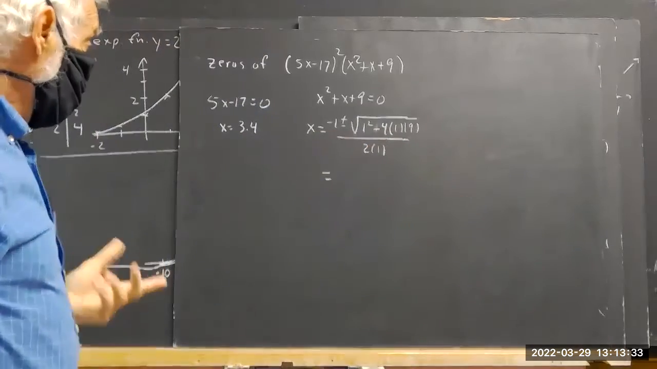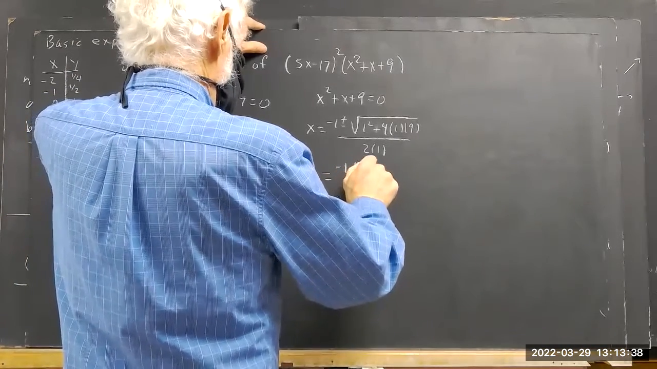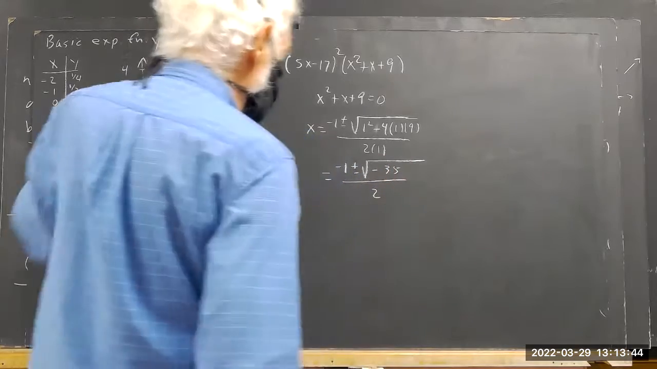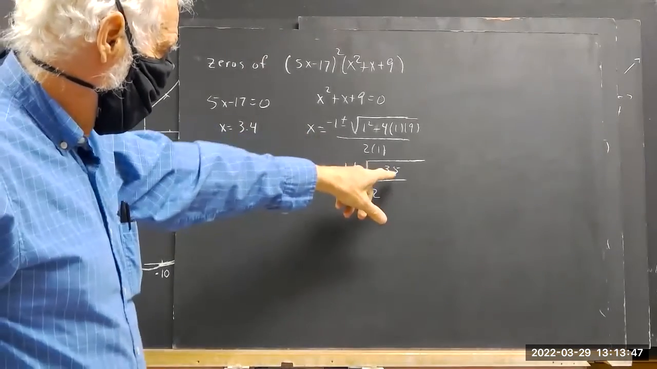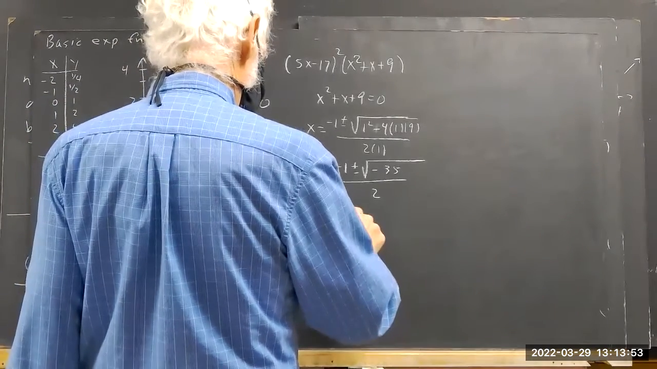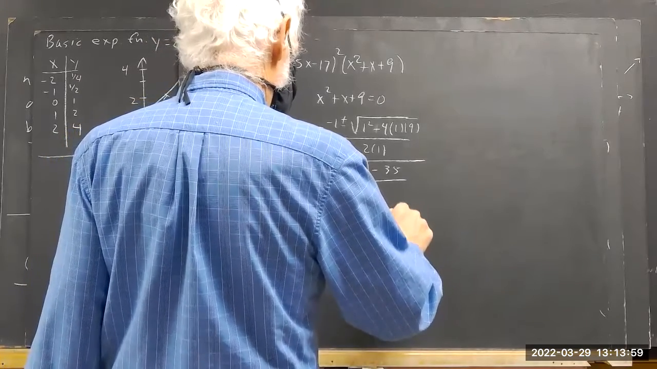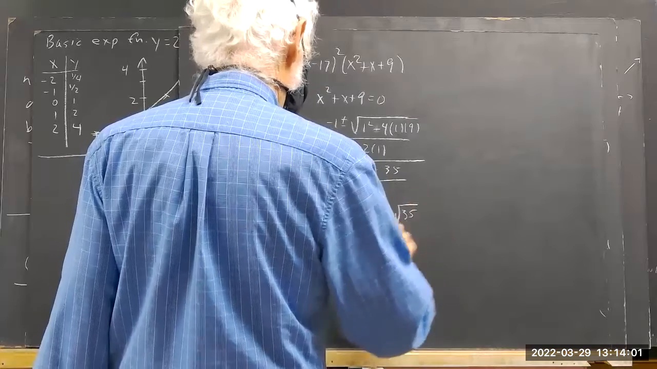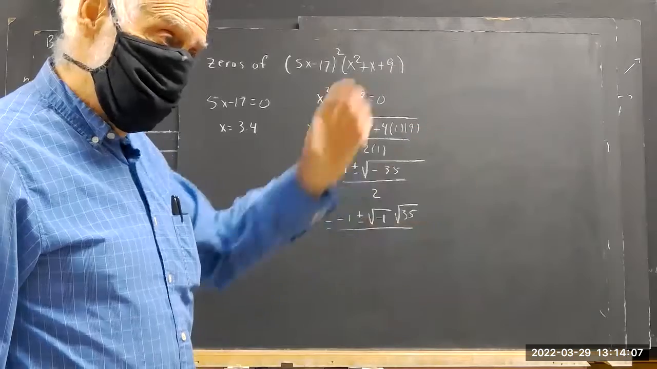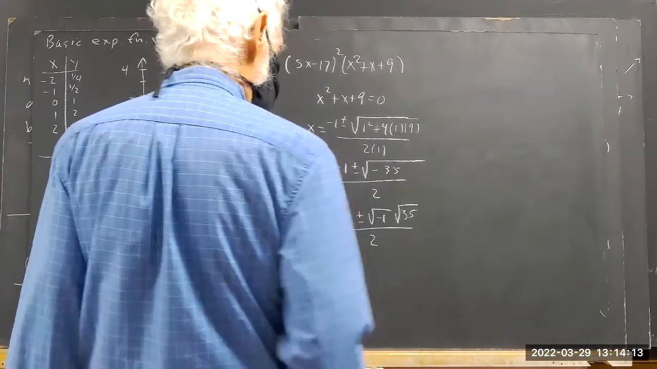Now we're going to actually complete this quadratic formula. Okay, we get -1 plus or minus the square root of -35, and that's divided by 2. The square root of -35 is the square root of -1 times the square root of 35. This -35 is -1 times 35, right? And the square root of this times that is the square root of this times the square root of that. That's over 2.